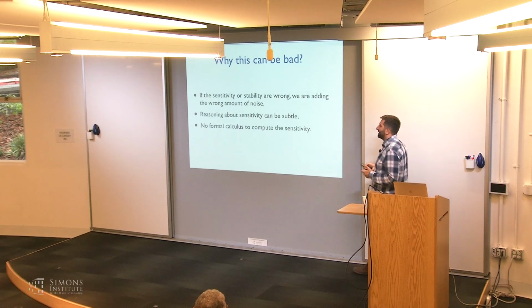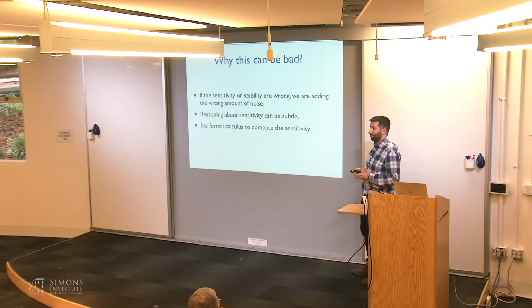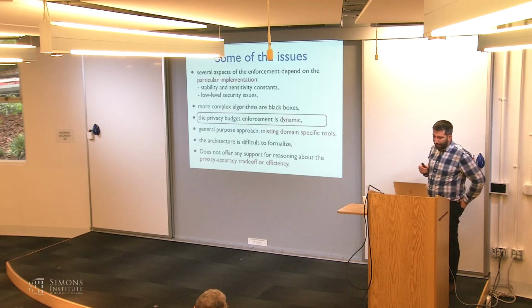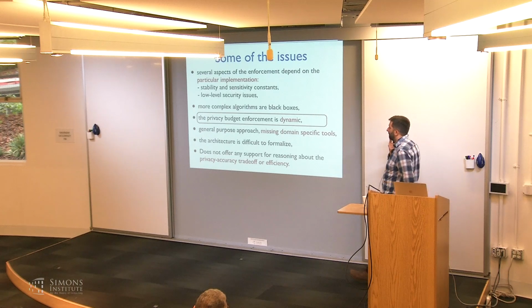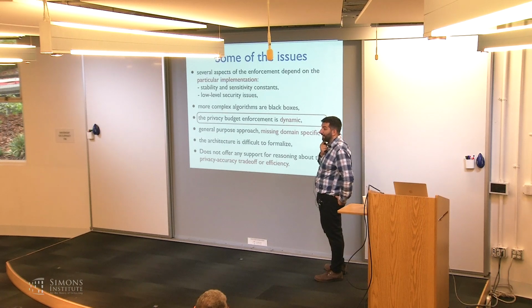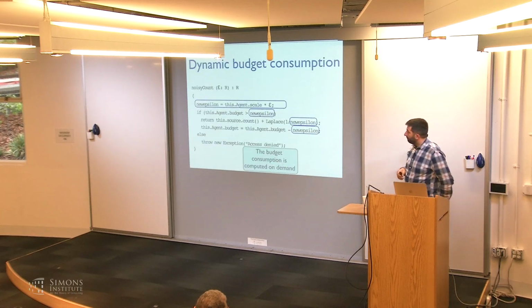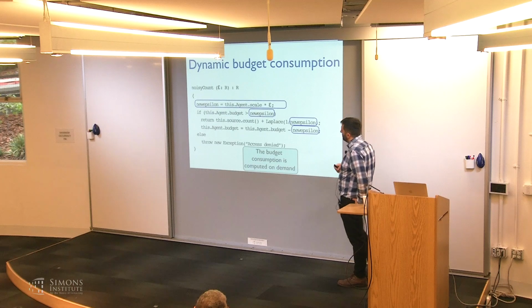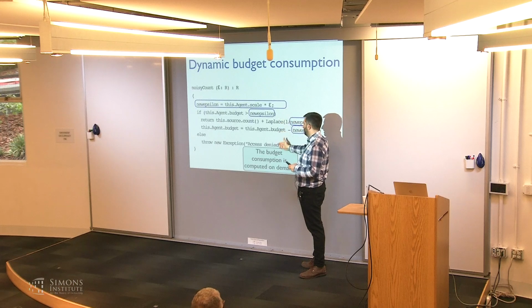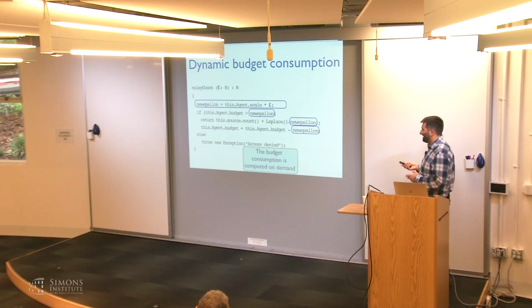Also, reasoning about this can be subtle. And Fuzz doesn't give us any formal calculus to compute the sensitivity. So how do we make sure that is the correct thing to do? Another aspect that people were a bit unsatisfied with is that the privacy budget enforcement is dynamic. What do we mean by dynamic? If we go again into the box, we had this checking of the budget, and if we don't have enough budget, we throw an exception. Now, is this bad?